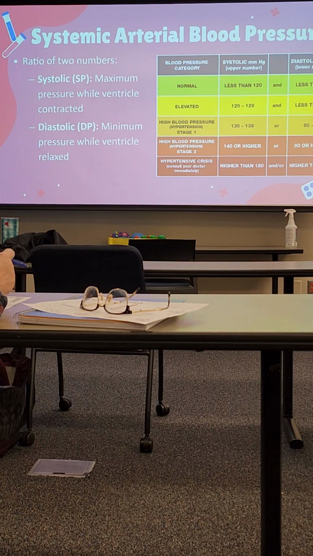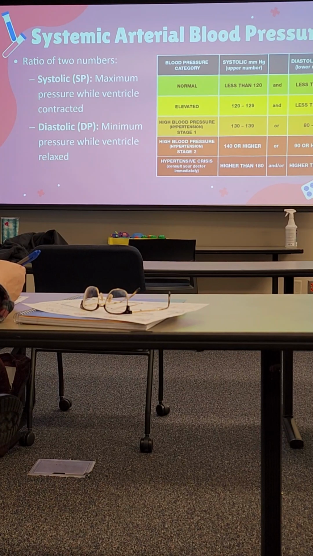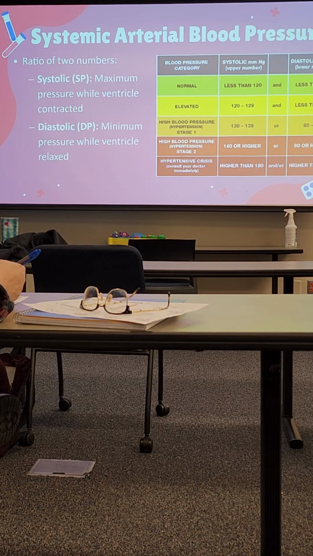Okay. So systolic, that first number, that top number, is the pressure in the heart when our heart is contracting, and specifically when our ventricles are contracting. So systolic tells us when ventricles contract, how much pressure is in the heart. That's going to help us push that blood out. Now diastolic is that lower number, and that's the lowest pressure that our ventricles have when they're relaxed.